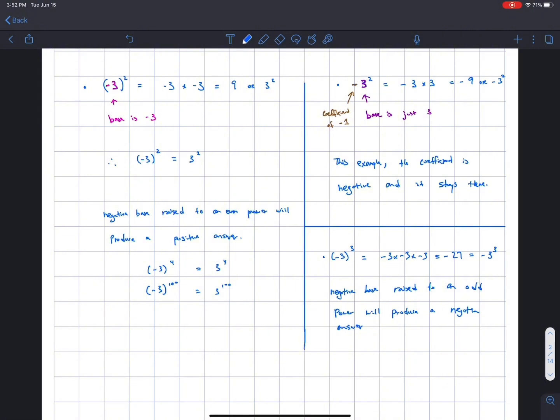Okay, then the last one that I want you to consider is, what if I just have -3 to the power 3 like that? Well, the negative is still the coefficient, it just remains there. So in this case, the answer will still be negative. Okay, so now with those concepts in mind, we can go ahead and do question 3.